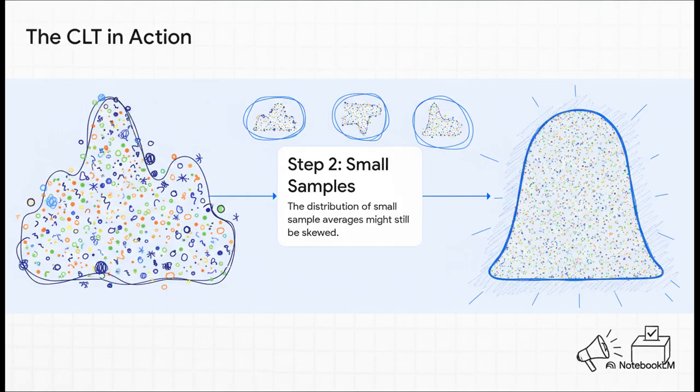It's like magic. So look at step 1. You've got this messy, weirdly shaped population. No rhyme or reason to it. Now, if you take a bunch of small samples from it, like in step 2, the map of their averages is still kind of messy. But then, watch this. Once your sample size gets big enough, like 30 or more people, boom, step 3. The averages magically sort themselves into that perfect, clean, predictable bell curve. This is what makes polling possible on a giant scale.